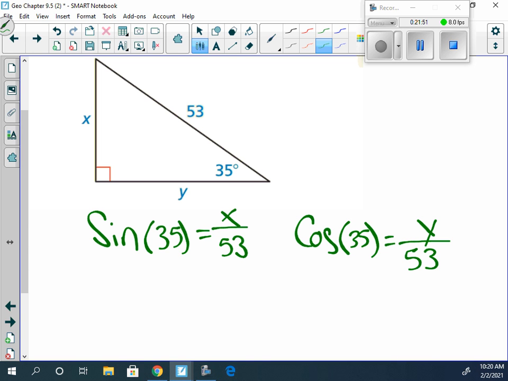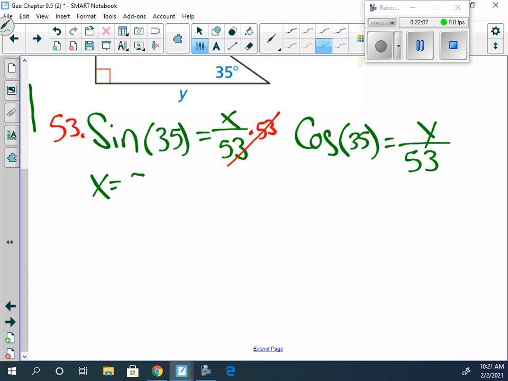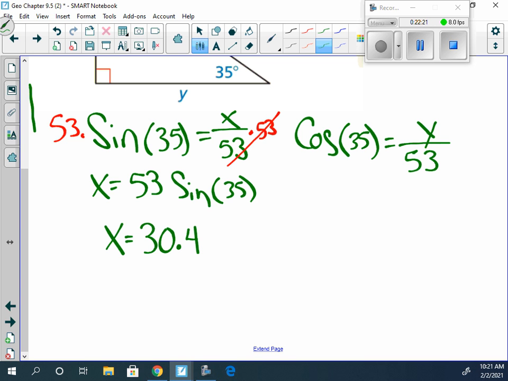Now, if we're solving sine first, well, the first thing I would need to do is what? Multiply both sides by 53. Because 53 and 53 would cancel out, leaving us with x is equal to 53 sine of 35. That's 30.39, which rounds to 30.4.